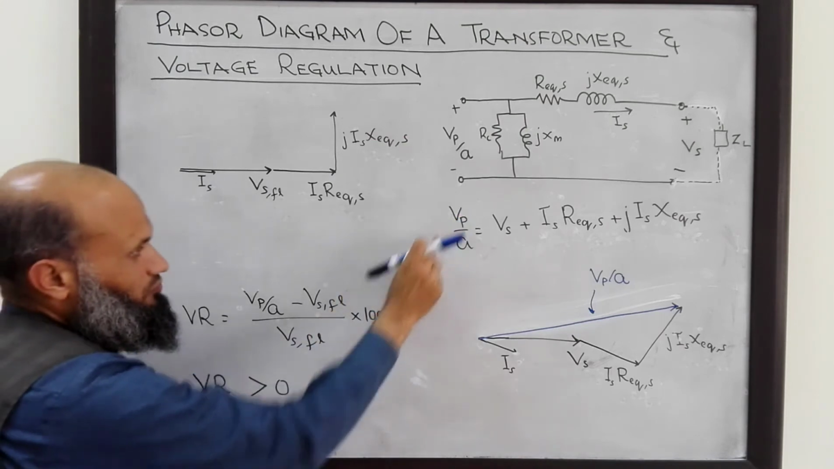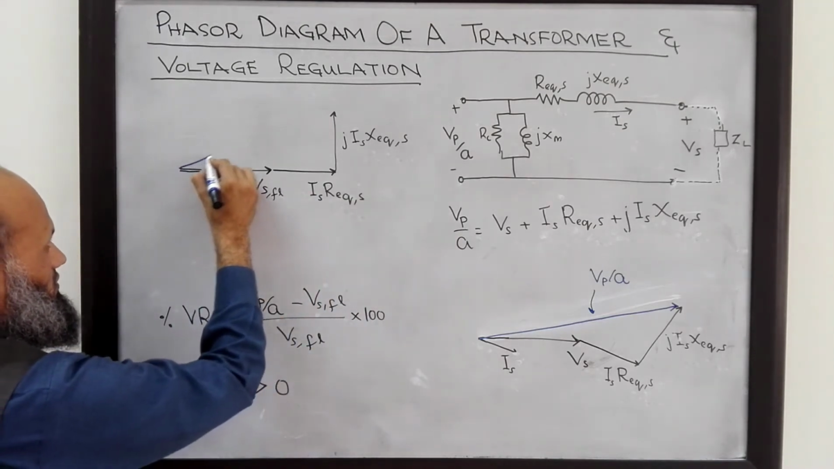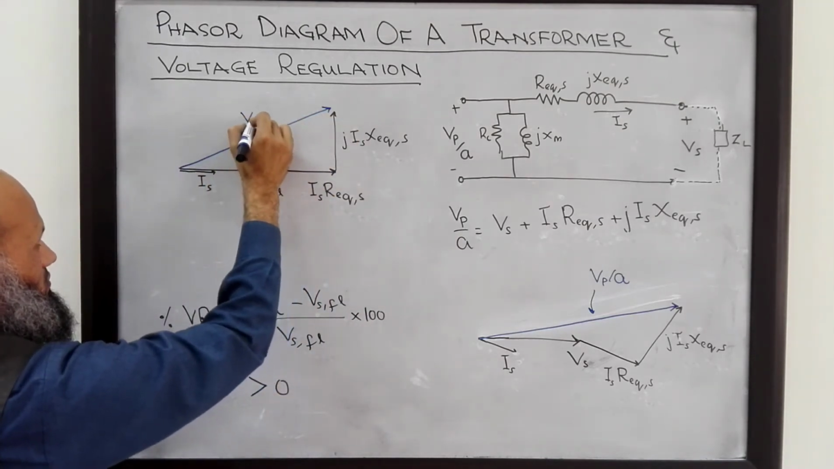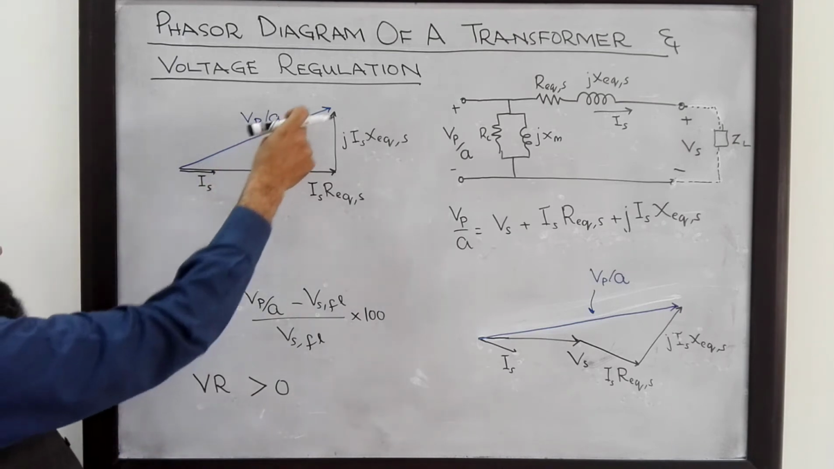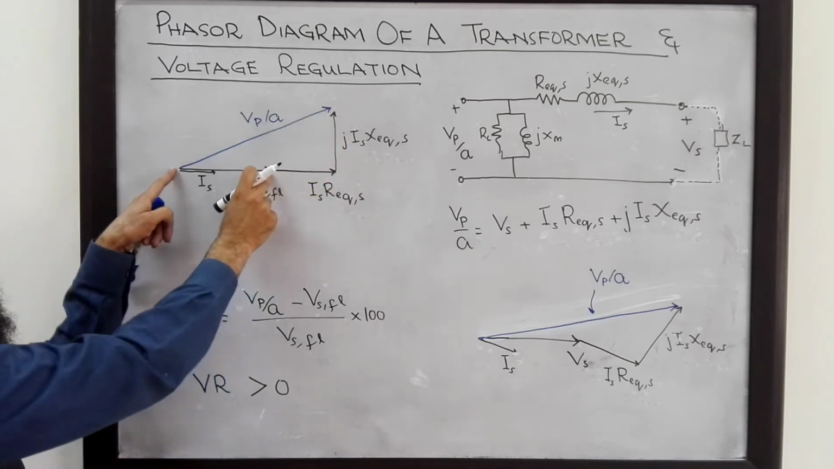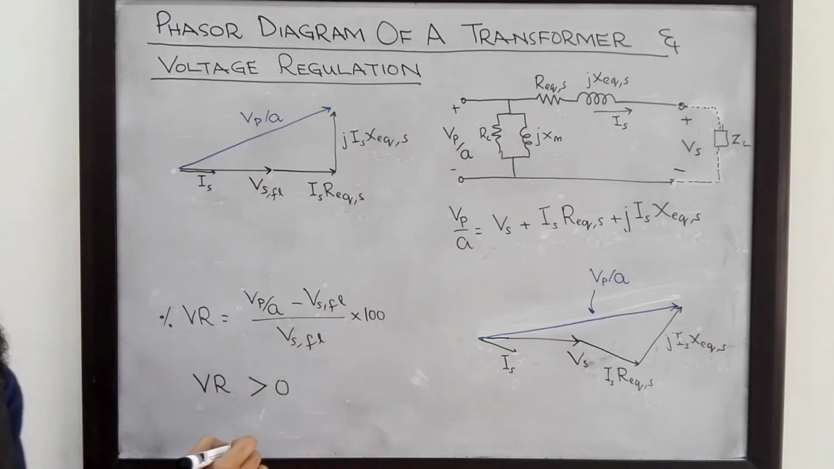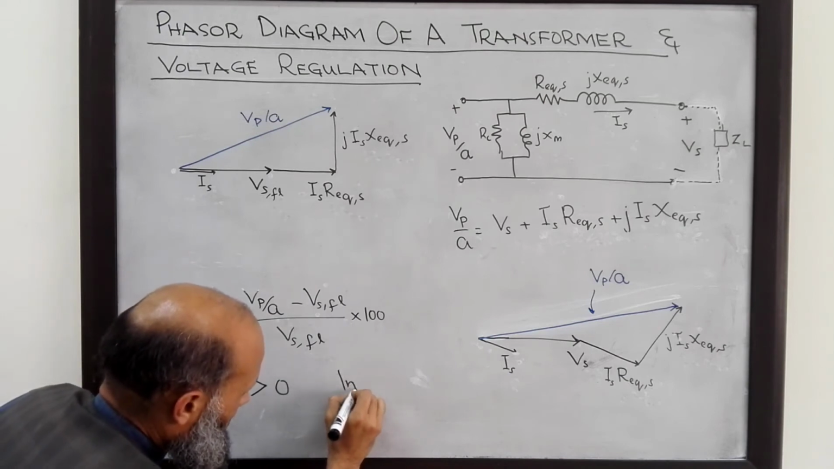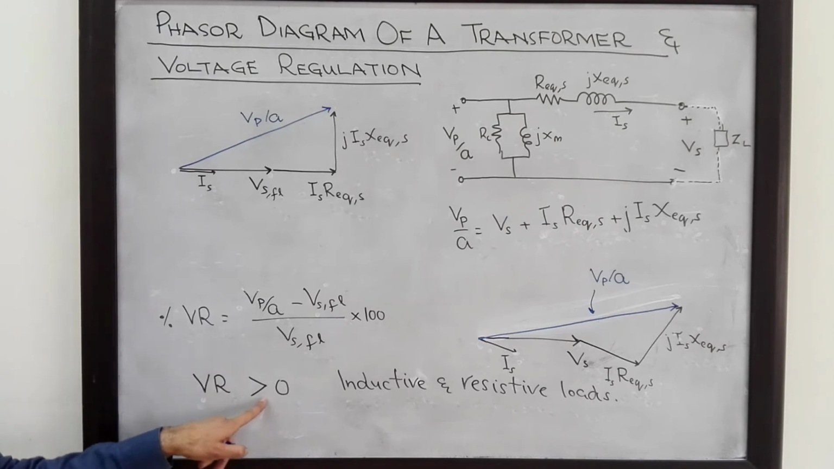And again, Vp over A is given by the phasor sum of these three phasors, and this is Vp over A. And what is the voltage regulation for a resistive load? Again, for a resistive load, we can see that this Vp over A is larger in magnitude than Vs. So the voltage regulation for a resistive load as well as for an inductive load is greater than 0. For inductive and resistive loads, voltage regulation is always greater than 0.